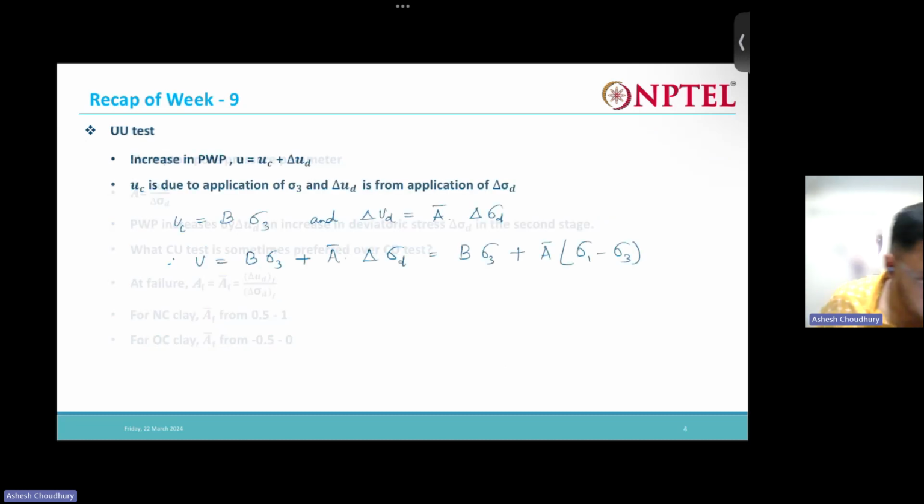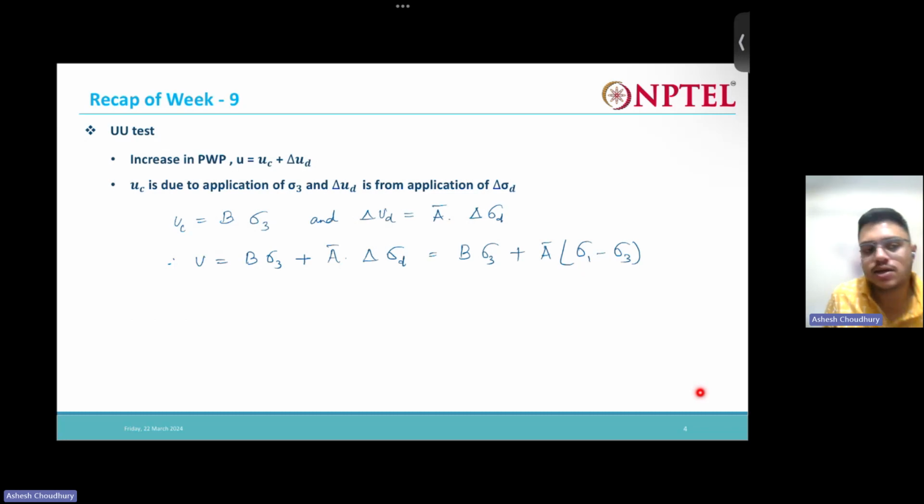Now UU test. So UU test is what? Unconsolidated undrained. So we do not consolidate, neither in the second step do we open the drainage valve. So drainage valve is closed in both the stages, in the first stage also in the second. So directly after putting the sample, we apply some cell pressure and we start the shearing. That is the unconsolidated undrained test.